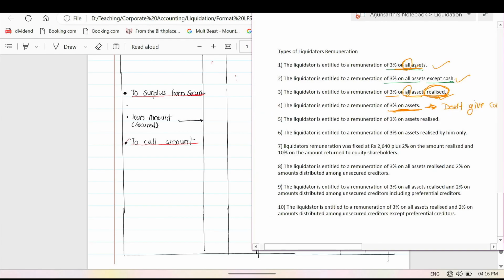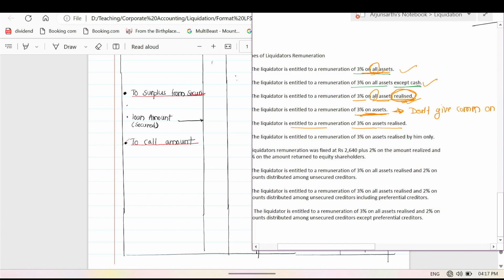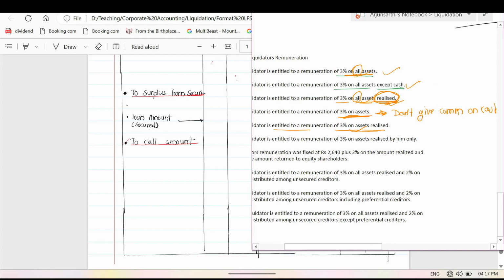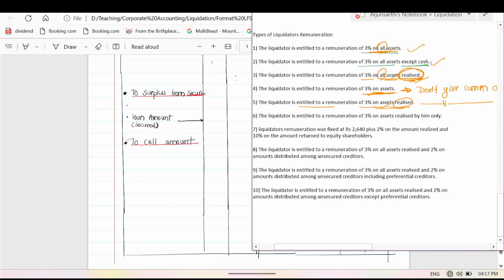Okay, then next, the liquidator is entitled to a remuneration of 3% on asset realized. On asset realized and on all asset realized are one and the same. Here too don't give commission on cash, same thing, because cash is already in realized form, correct, understood.